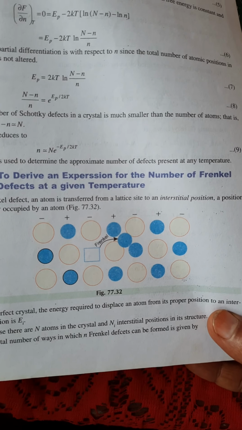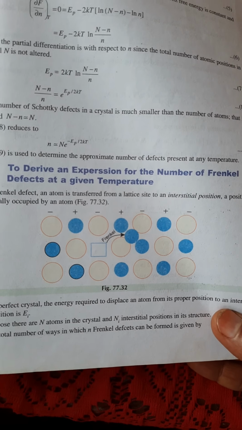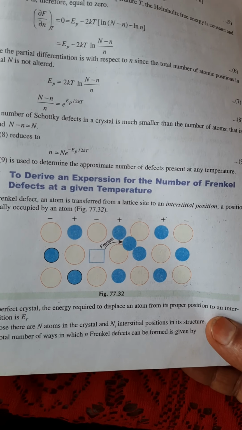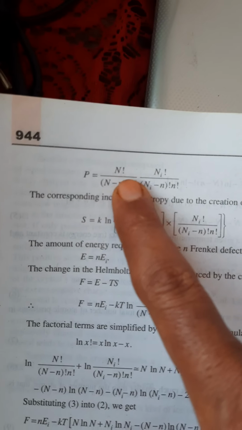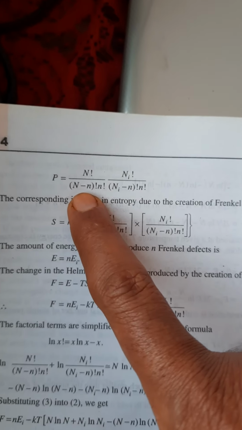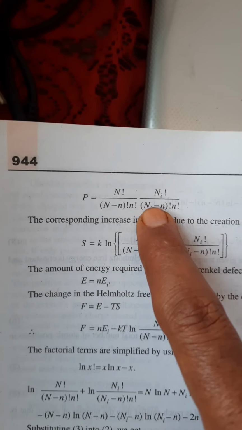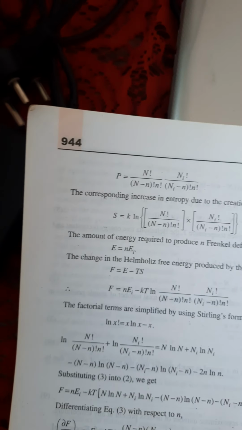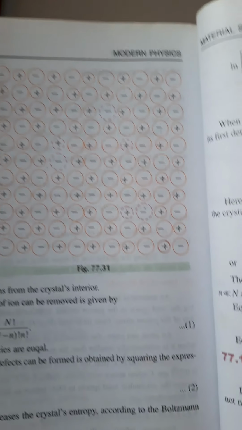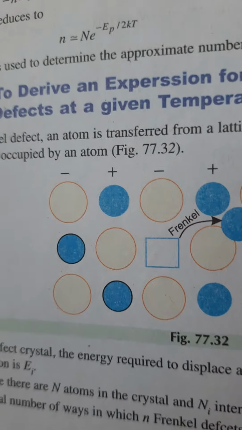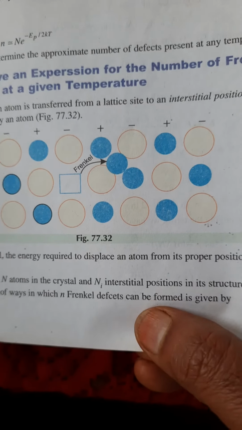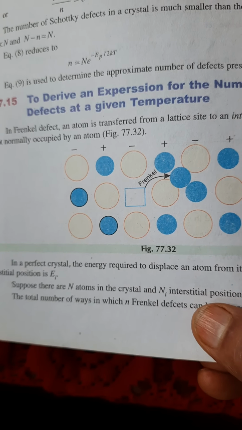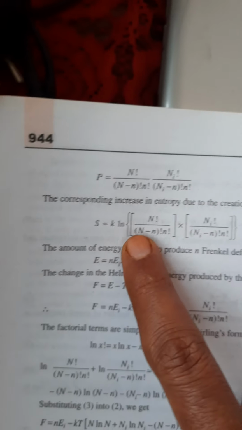They are moving, they are not going to the surface, but they are going to some interstitial places. And here the probability function is N factorial divided by (N minus n) factorial n factorial, same as vacancies. But what we will do is, here, into N_i factorial divided by (N_i minus n) factorial n factorial, because they are moving to the interstitial places, that you have to write. N_i is the interstitial positions. That is the difference. The probability function is different.